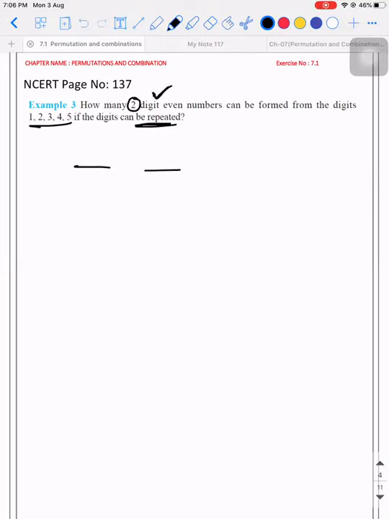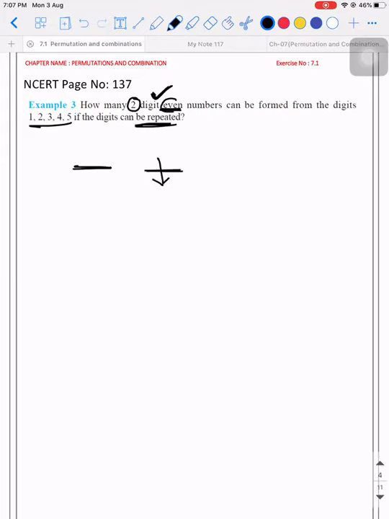The question says how many 2-digit even numbers can be formed from the digits 1, 2, 3, 4, 5 where the digits can be repeated. So you need a 2-digit even number, which means 2 blank spaces. They want even numbers. What do you mean by even numbers? The numbers which are divisible by 2. If a number has to be divisible by 2, what should be placed in the ones digit? 2 or 4.